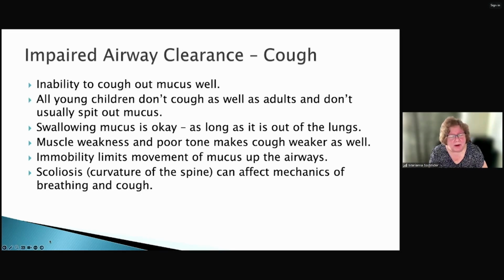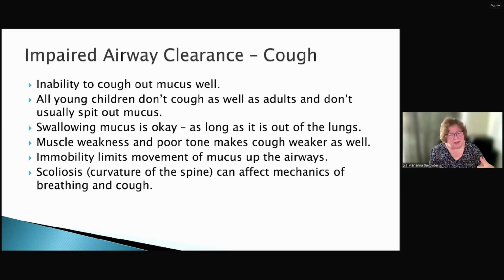So one of the things that's important for all of us when we have congestion in our chest is the ability to cough mucus. And certainly any young child is not as good at coughing or sneezing out mucus like an adult. And usually they won't spit out the mucus. Now, if a child brings mucus up to the back of their throat and swallows it, it's out of the lungs, and that's fine. But muscle weakness and poor tone makes your cough weaker, and immobility also limits the movement of mucus in the airways.